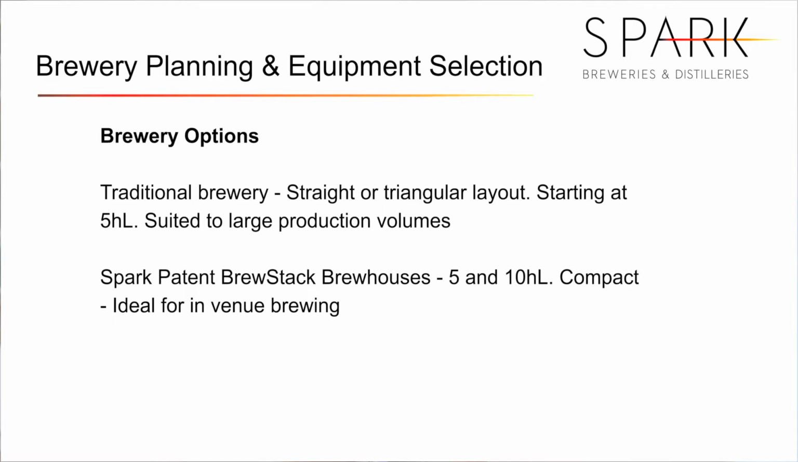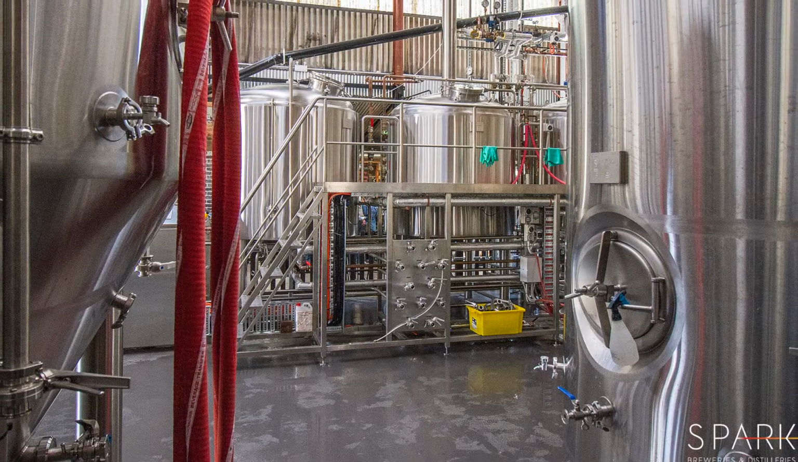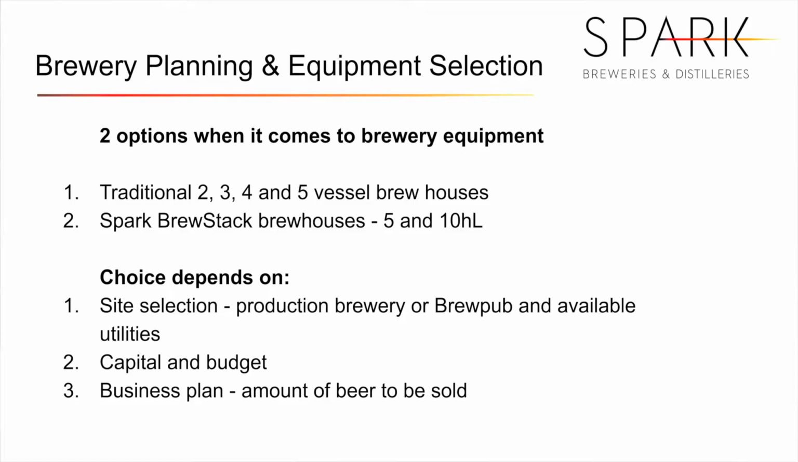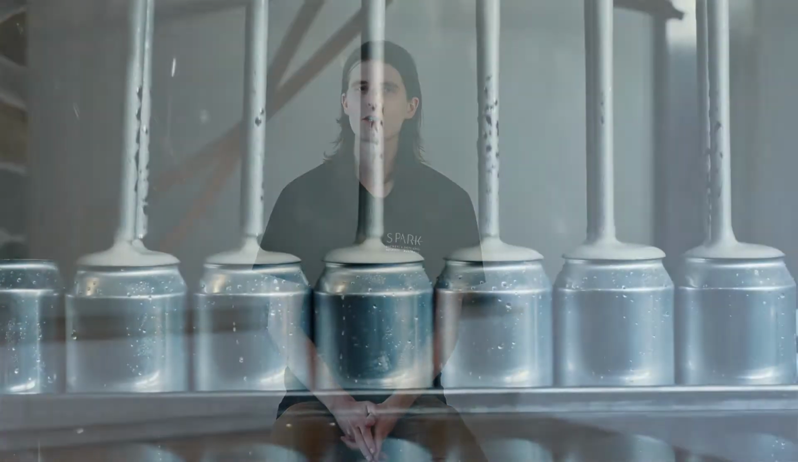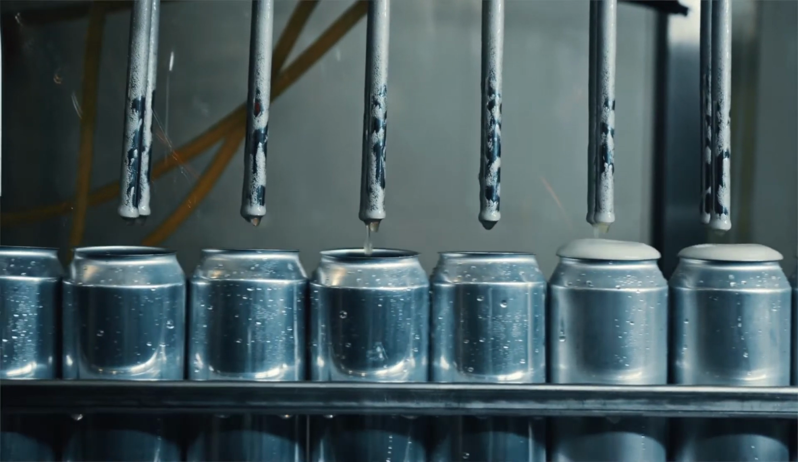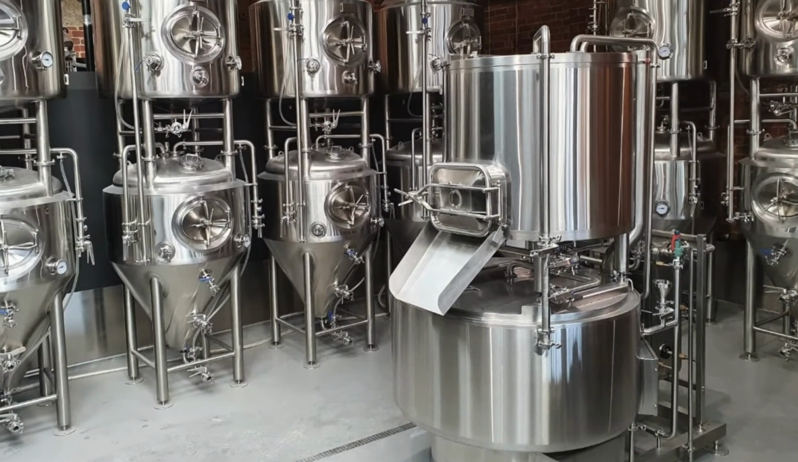Before choosing a brewhouse, you will need to have a business plan locked in. Will you brew and serve on site or brew for distribution? Your capital and budget, level of beer sales, and site are all factors that dictate what brewhouse you will choose. Generally speaking, traditional brewhouses brew for distribution, and Brewstacks are designed for brewing and serving on site, in venues.